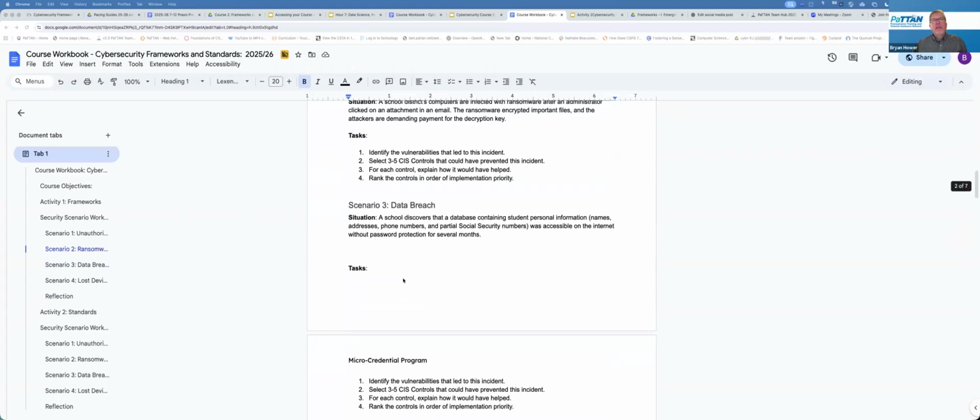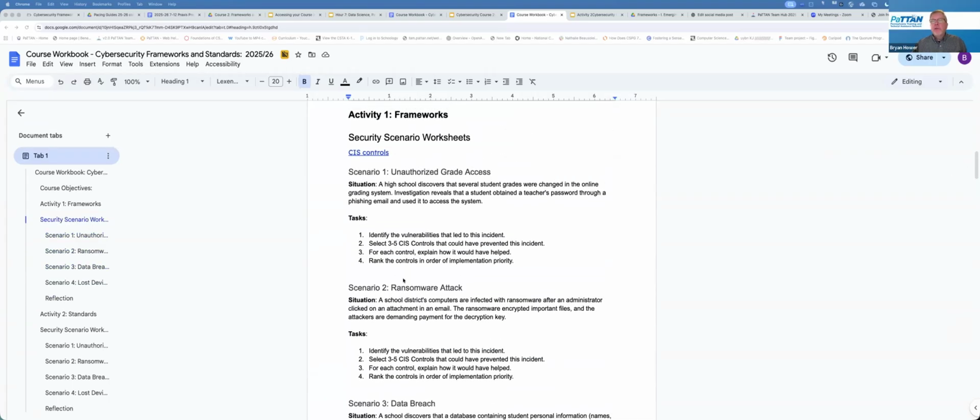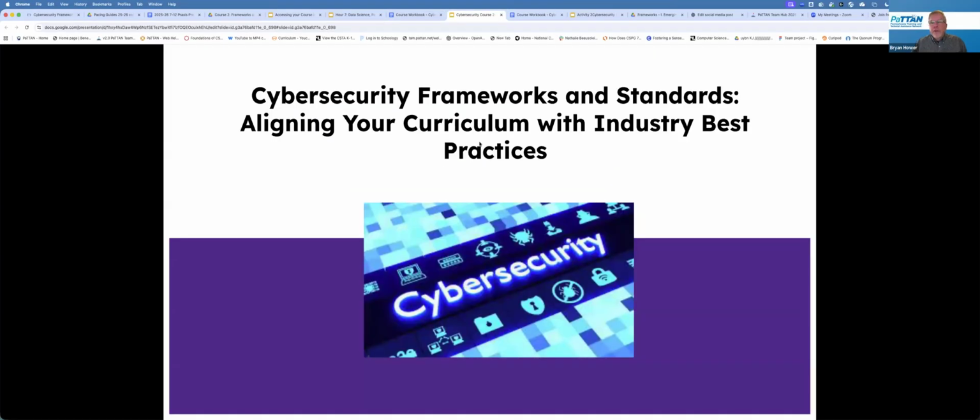And activity 2 is going to look very similar because then we're going to do the same thing with standards. So if you have any questions, please reach out and know that we're here to support you in any way that you need for this course.